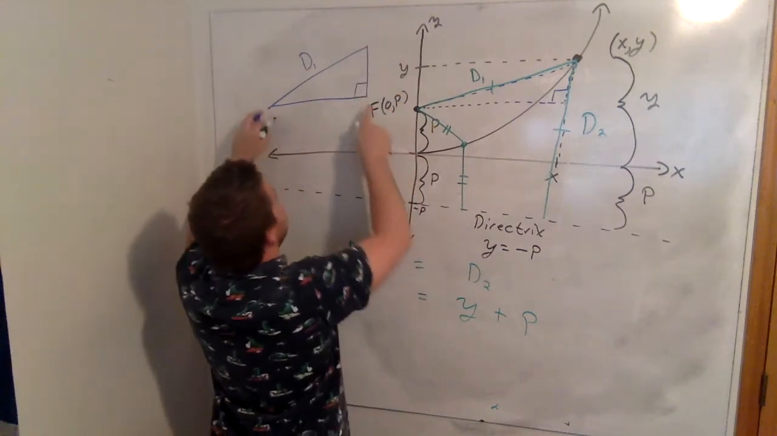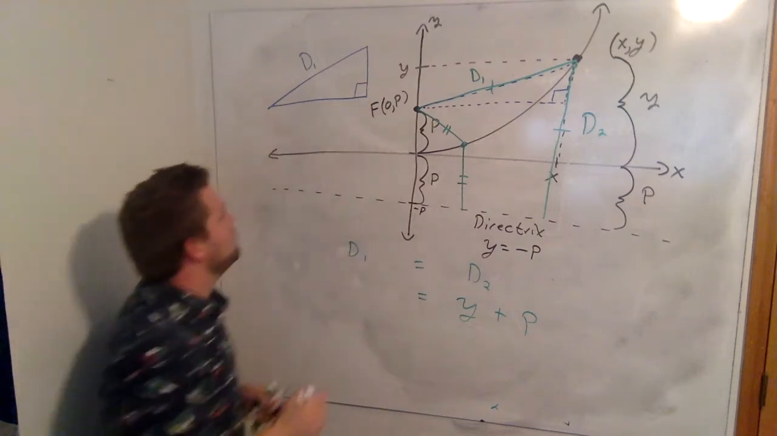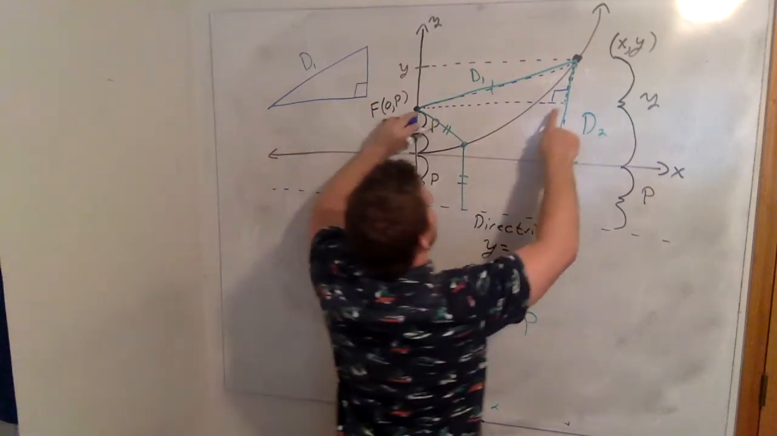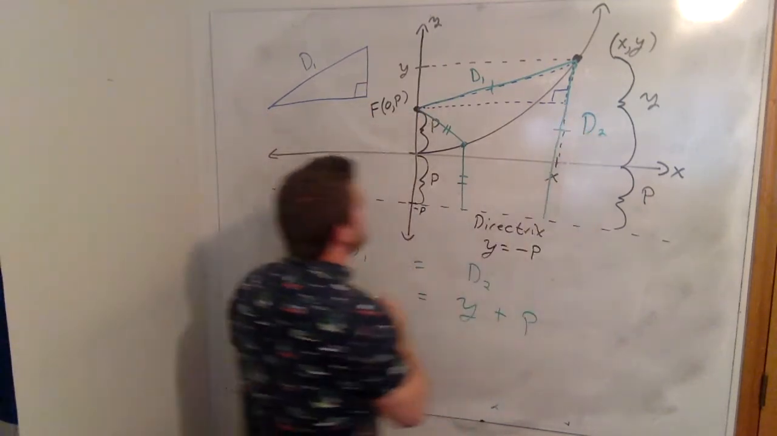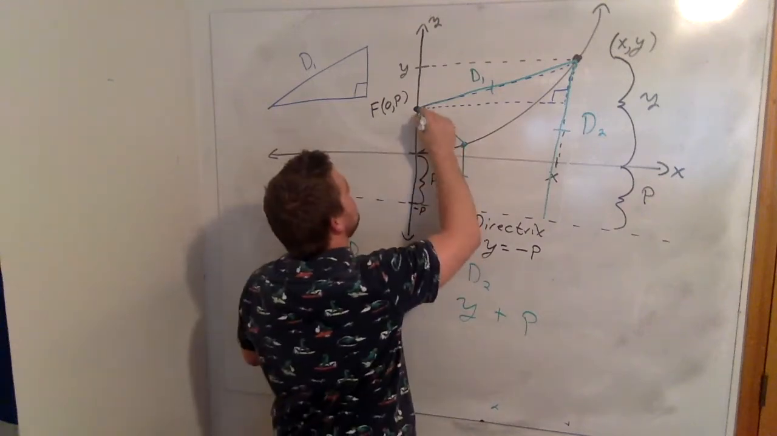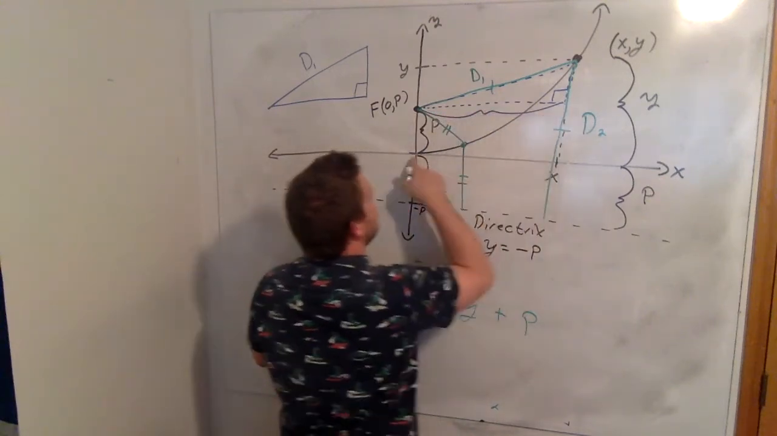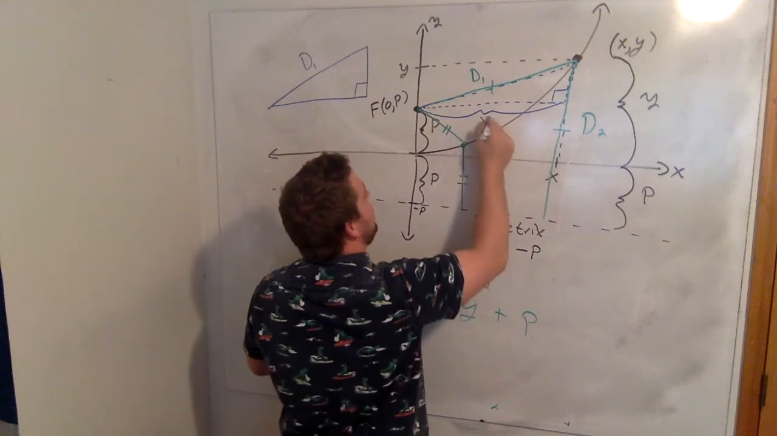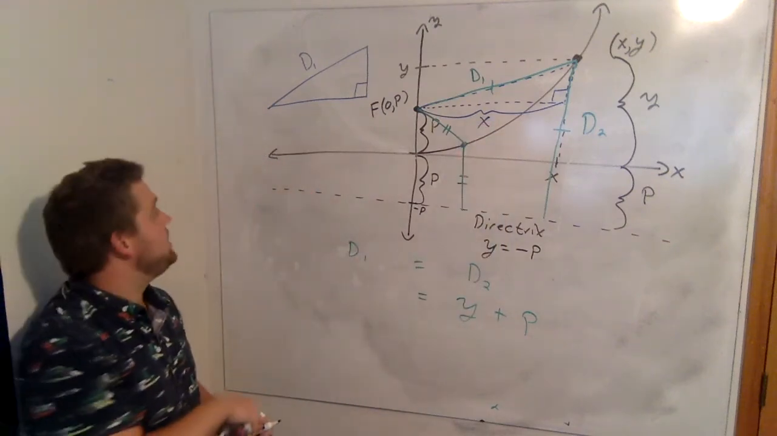Okay, let's think about what the length of the horizontal leg will be. We want to know what this physical distance from here to here will be. And I hope you believe that the distance from here to here will just be x. This will just be x.